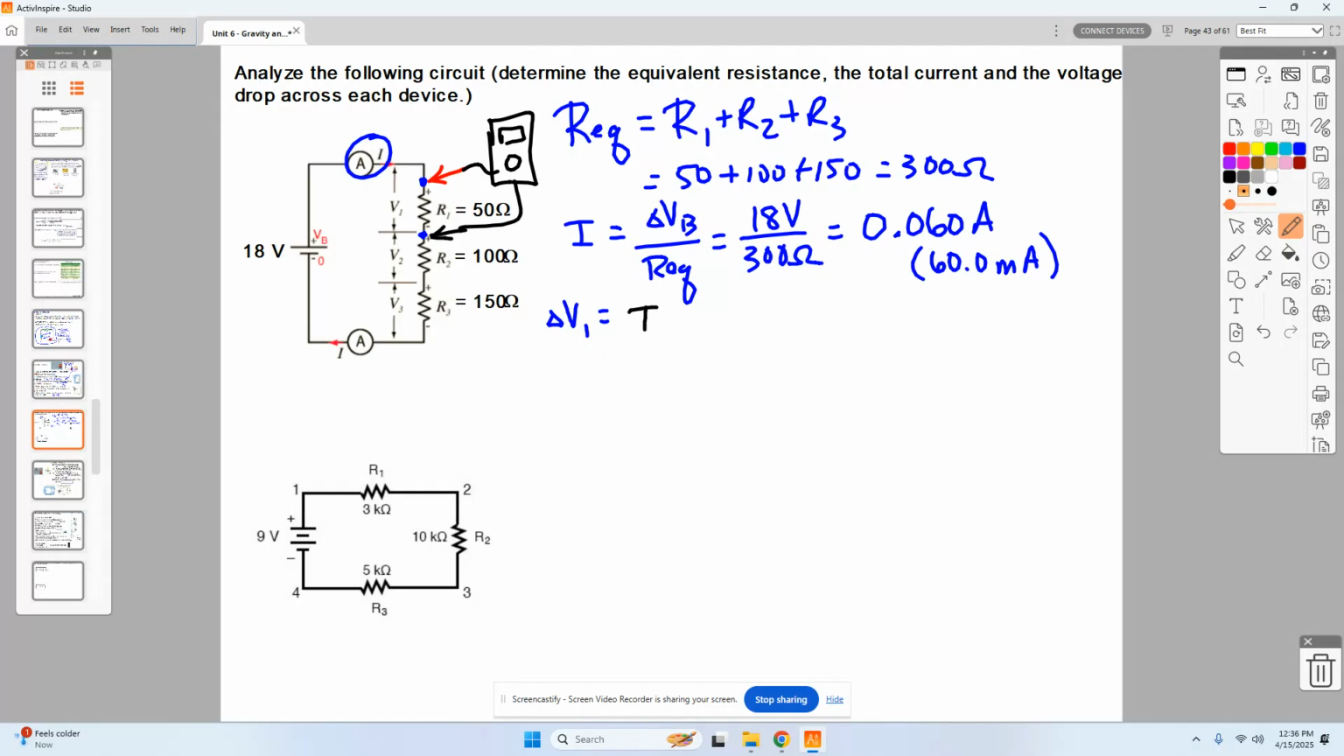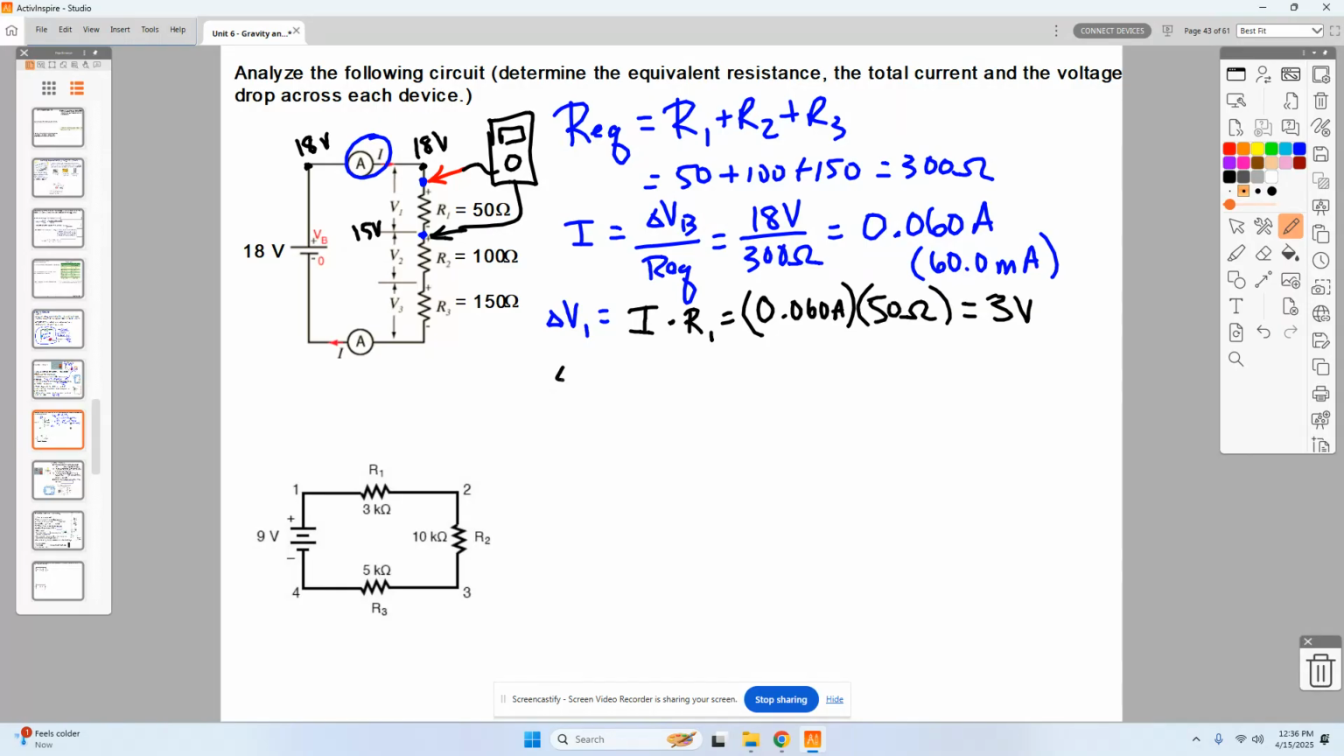And so I take I, the current flowing through that device, multiplied by R1. That I is 0.060 amperes. Multiply that by the resistance of 50 ohms. And that turns out to be 3 volts of potential across that resistor. If this is at 18 volts, this would be down to a 15 volt value. So I have a delta V across that resistor of 3 volts.